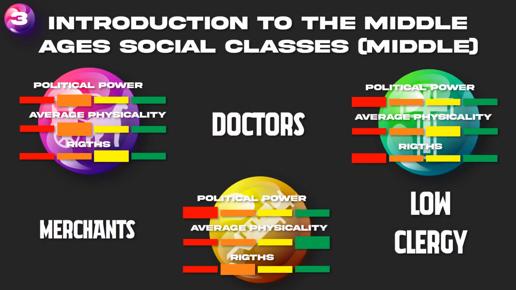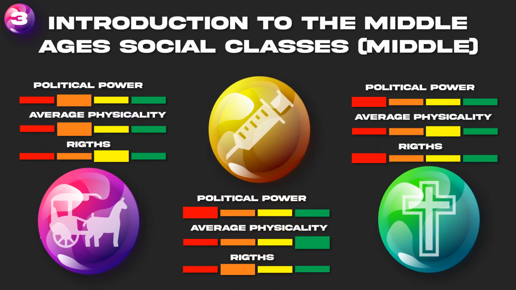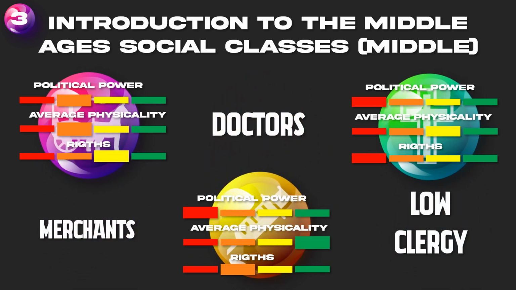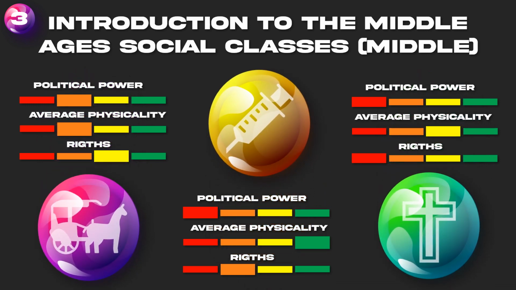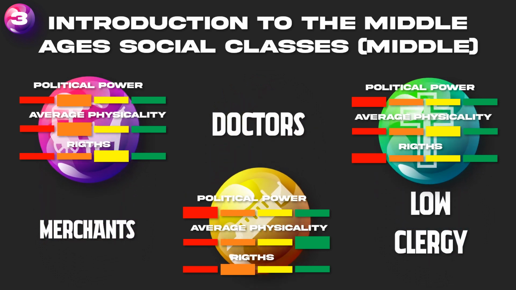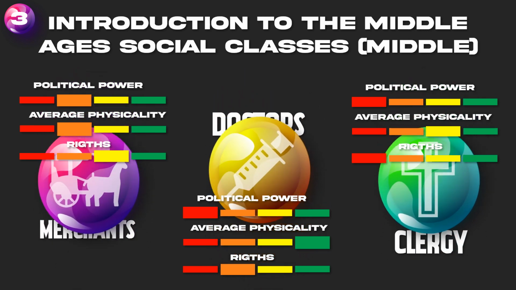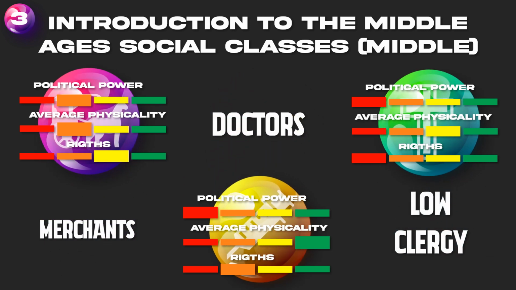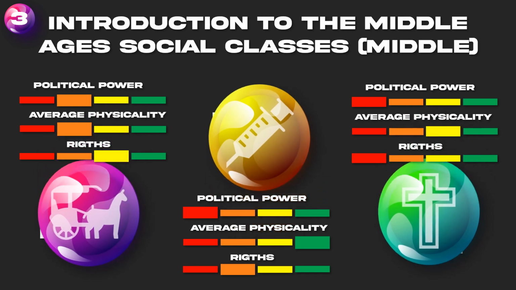We'll now be looking at the Middle Ages middle social classes, constituted by merchants, doctors, and lower clergy. Merchants have average political power, average physicality, and rights. Doctors have no political power, a really high average physicality, and a low amount of rights. Lower clergy have no rights and no political power, but a good average physicality.